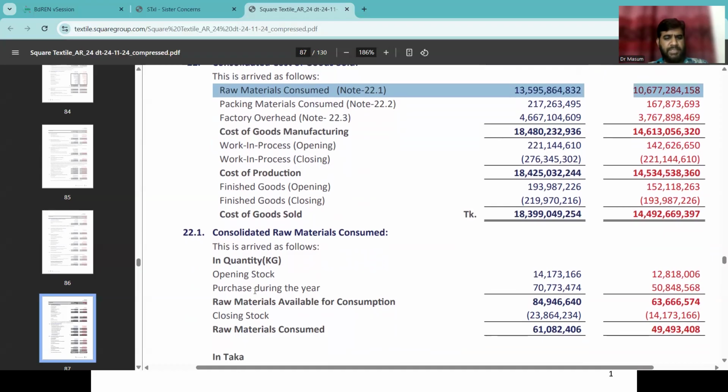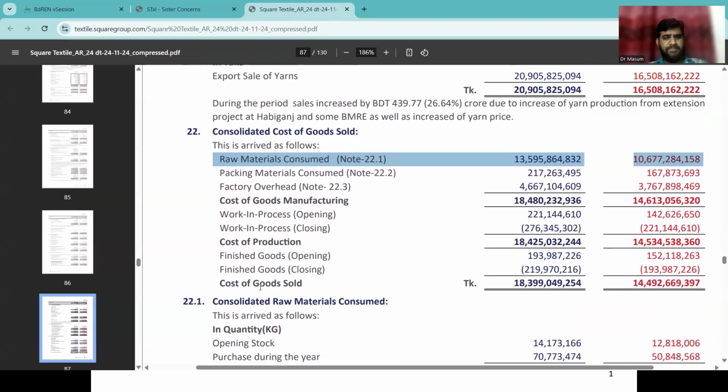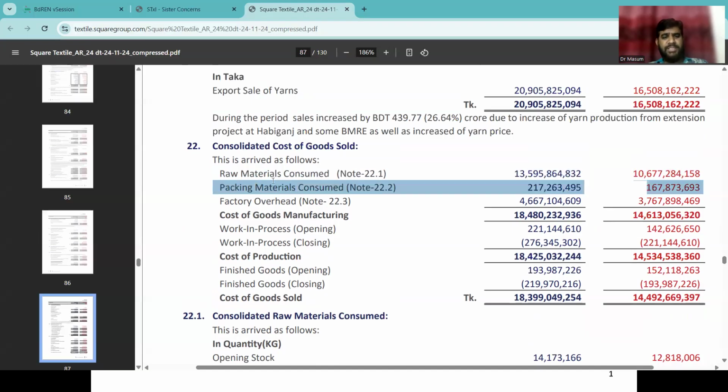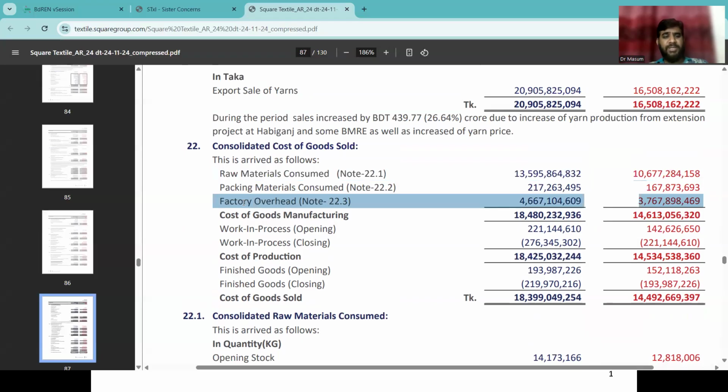Quantity was the material; the name of the materials is missing. Consolidated raw materials: all the raw materials are given here. So, raw materials consumed, packaging materials consumed. These are the direct materials. Factory overhead, manufacturing overhead. Are you getting it? Then this is known as the cost of manufacturing.